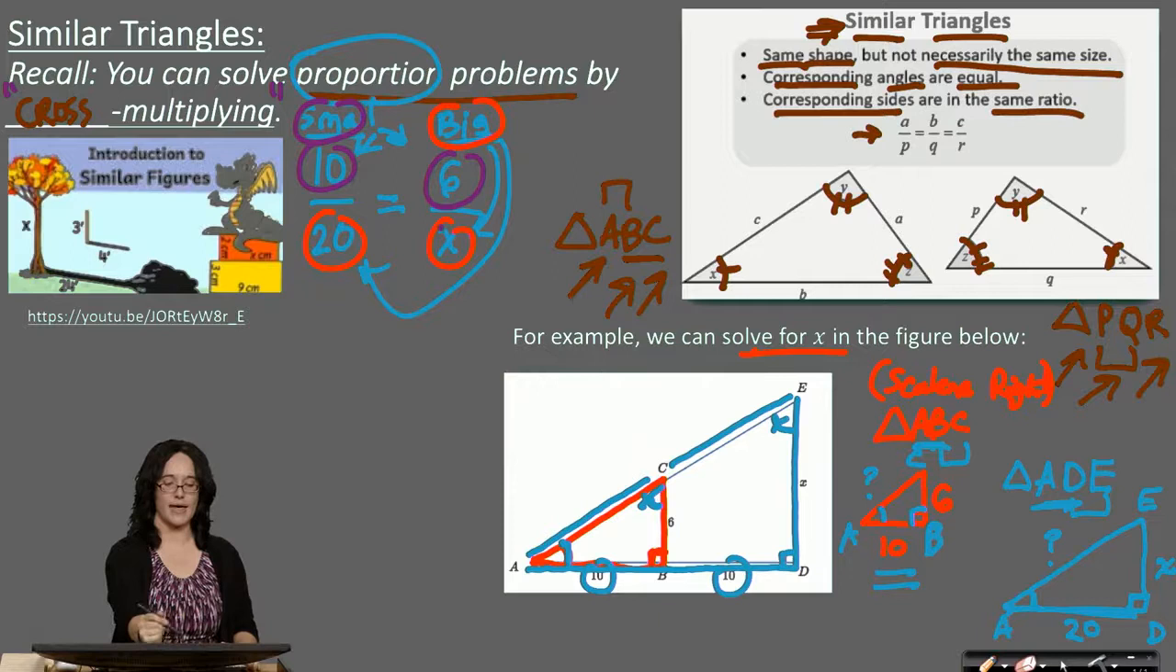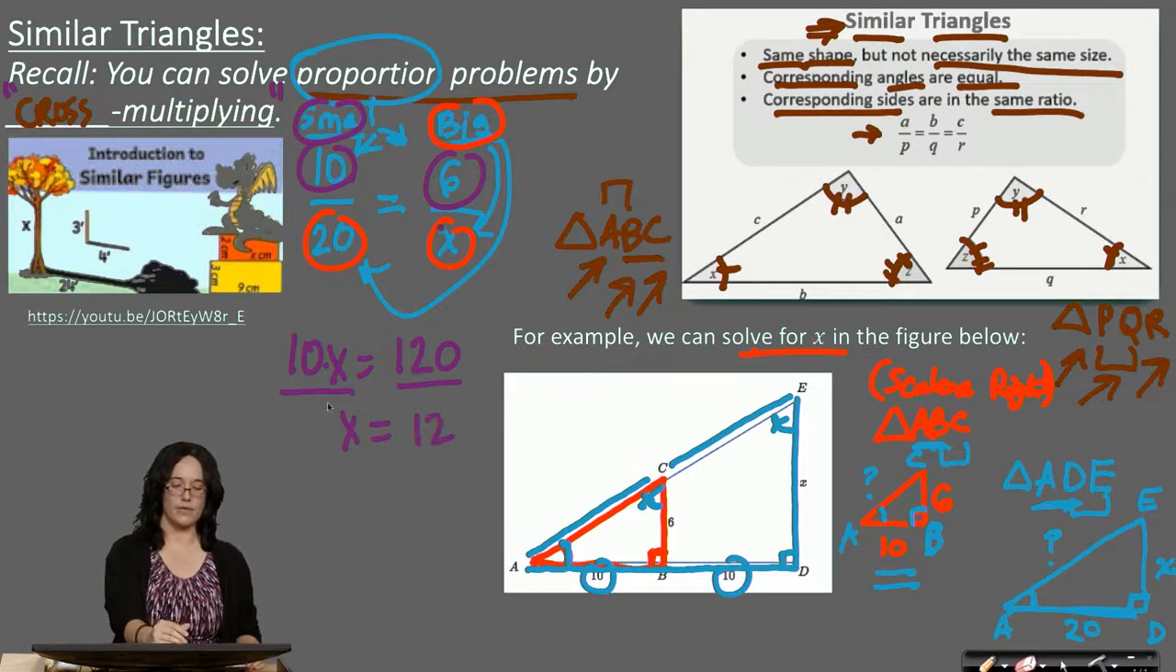10 times x is 10x equals 20 times 6, which is 120. Okay? And when I do that, I now have a simple linear equation to solve by undoing multiplication with division. So divide both sides by 10. To get x by itself, we should be getting that x is equal to 12.